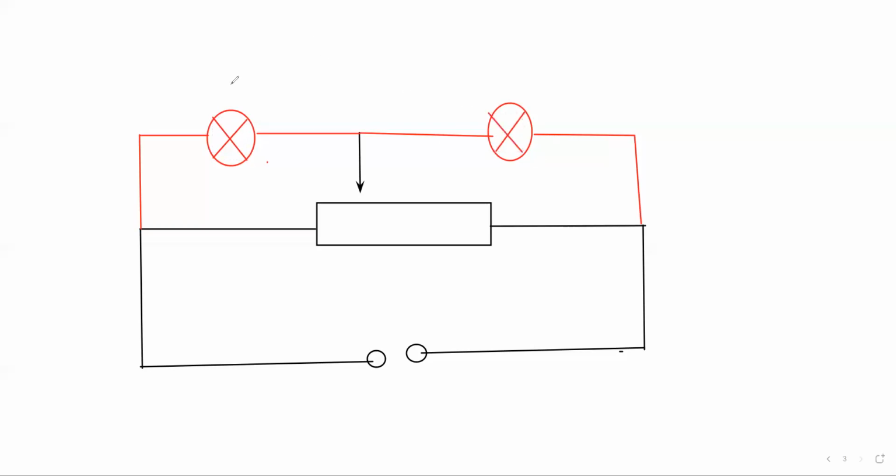And I have two lamps, L1 and L2. So this variable resistor, its resistance is divided into two sections. One is from A to B, another one is from B to C. A to B is having a shorter length and B to C is having a longer length.